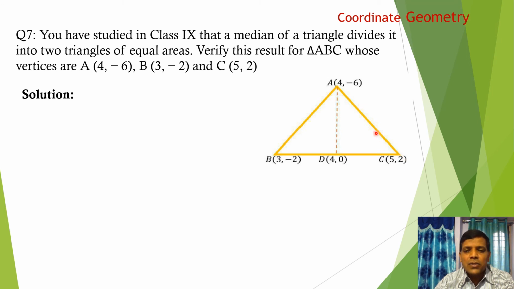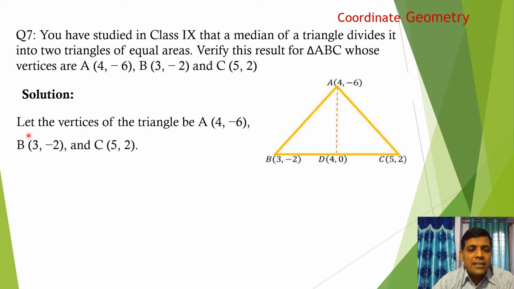So let us verify. AD is a median. AD divides the triangle into two parts, triangle ABD and triangle ADC. So let us find the area of triangle ABD and the area of triangle ACD. If these two are equal, our condition is right. Are you clear? Coming to the solution, write down the coordinates. Let the vertices of the triangle be A (4, minus 6), B (3, minus 2) and C (5, 2). So these are the vertices of the given triangle.